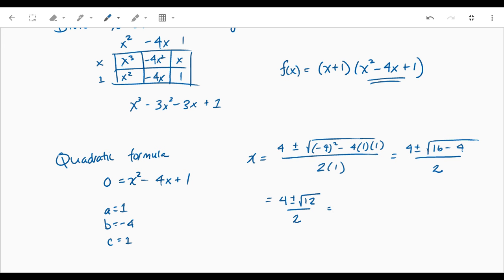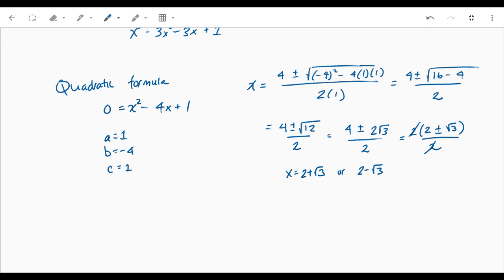Okay, so then we have 4 plus or minus square root of 12 can be split into square root of 4 times the square root of 3. So 2 square root of 3 over 2. And then we can factor 2 out of both the numerator and the denominator. Okay, and then we can cancel them. So x is 2 plus the square root of 3 or 2 minus the square root of 3. Okay, so those are your zeros.